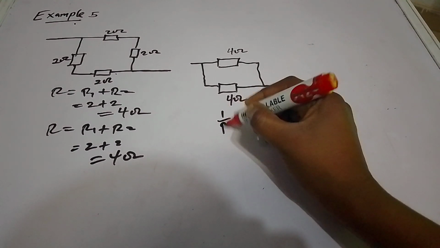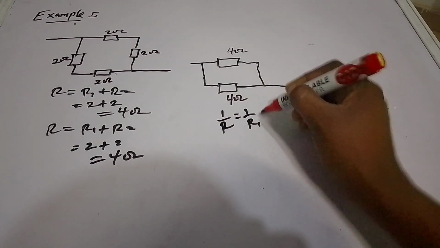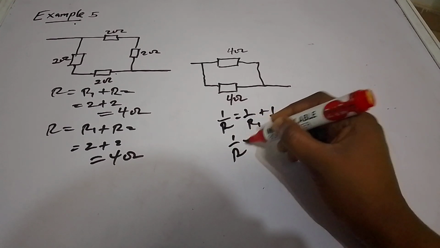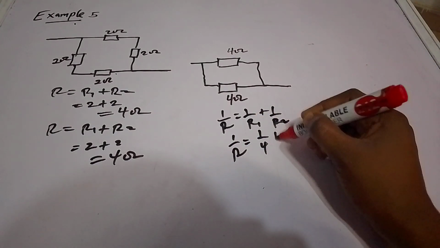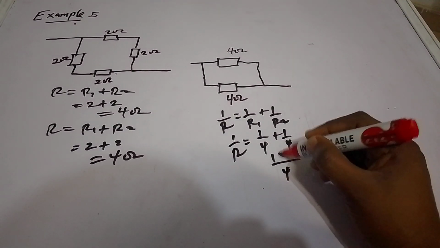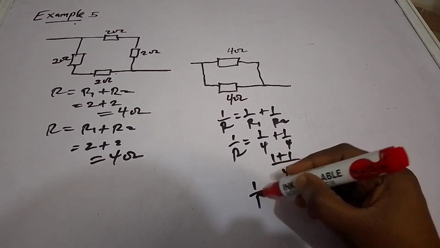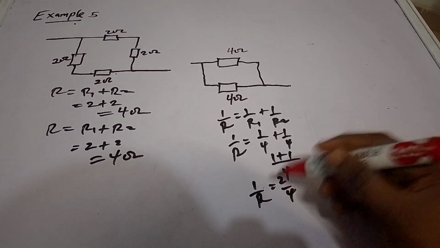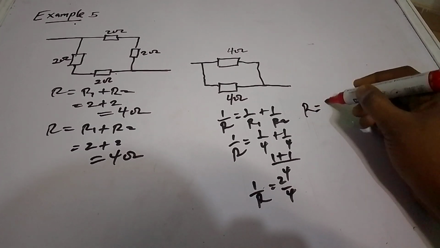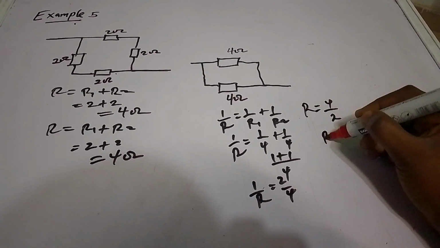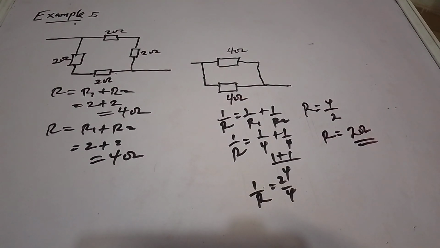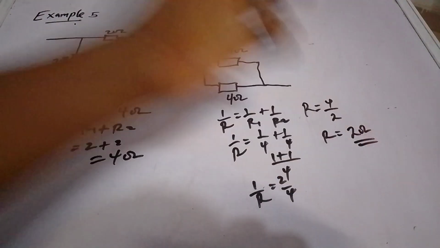So we now say 1 over R equals 1 over R1 plus 1 over R2. So 1 over R equals 1 over 4 plus 1 over 4. So the LCM is 4. So we are going to have 4 in 4. That's 1 plus 1. So 1 over R becomes 2 over 4. So if 1 over R is 2 over 4, cross multiply, then R is going to be 4 over 2. So R equals 2 ohms. So when the circuit is in this form, the total resistance is 2 ohms.